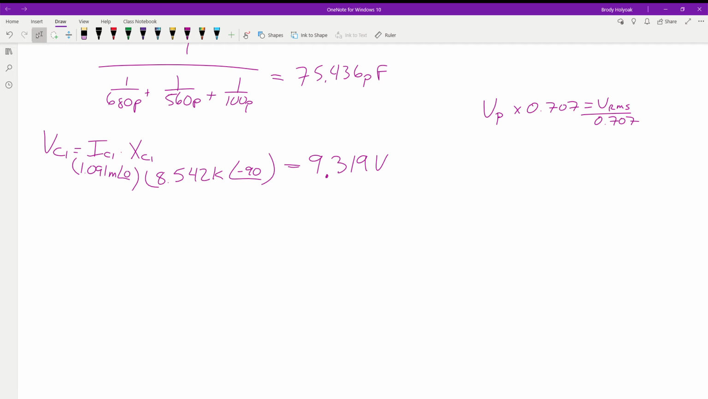So now we need to convert this into peak. So we divide it by 0.707. Okay? And then, Simon, what value do we get in peak? 818?